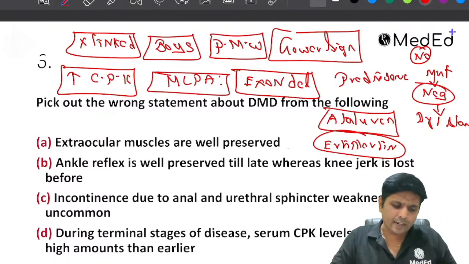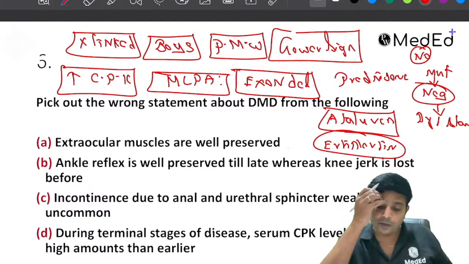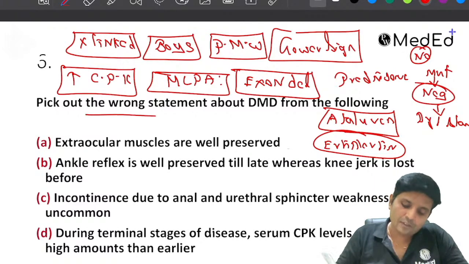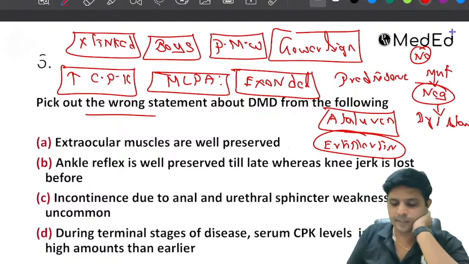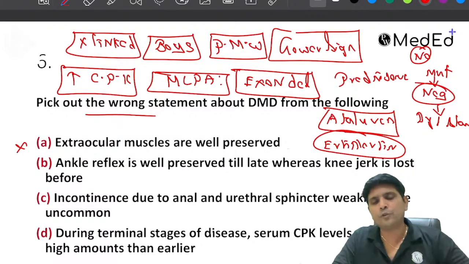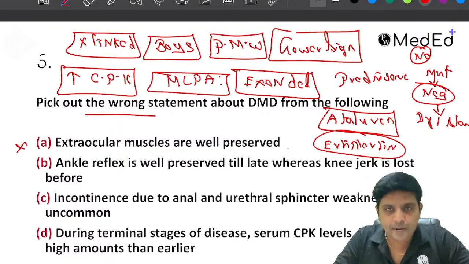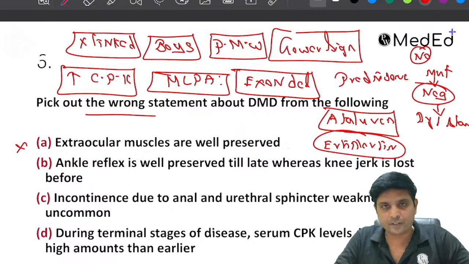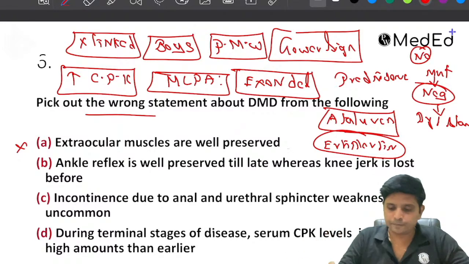So, the question here is, what is the wrong statement about DMD? Extraocular muscles are relatively preserved. When you see any case of Duchenne muscular dystrophy, there will not be any ptosis. There will not be any diplopia. Majority of the time, they are well preserved.